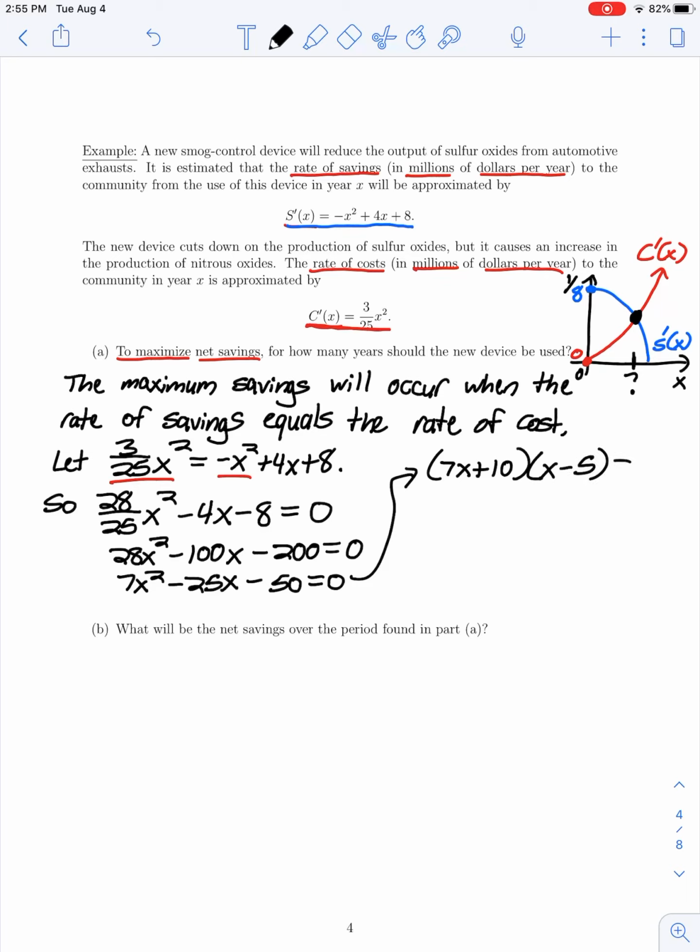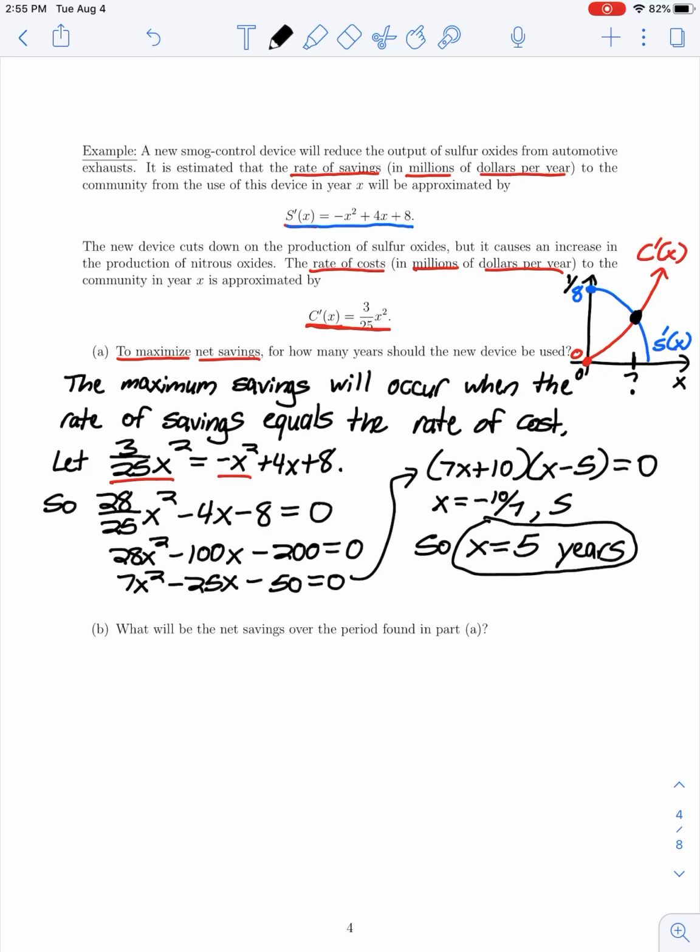times x minus 5 is equal to 0. So we have for our x values either negative 10 over 7 or positive 5. We can't have x being a negative value here, since x is the number of years since the introduction of this device. We would have only the positive value, x equals 5 years.